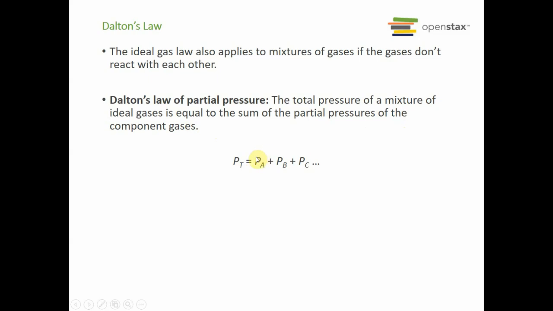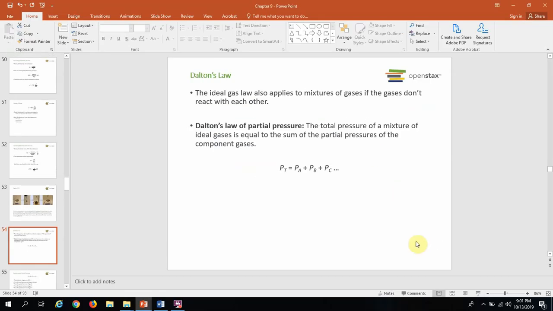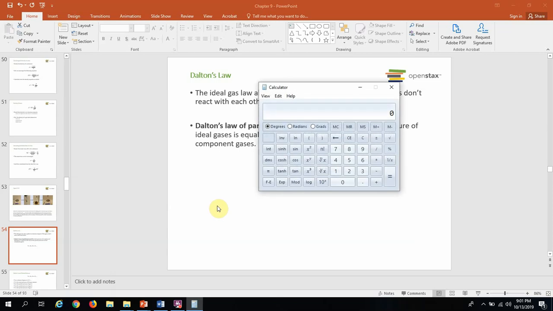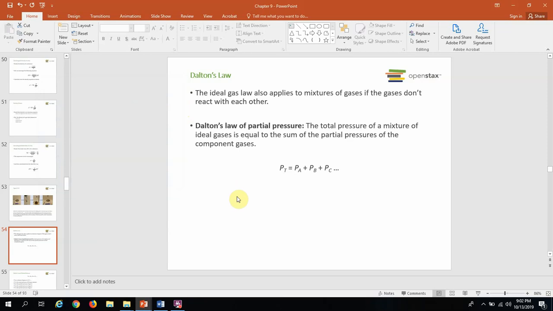And so since nitrogen is 80% of our atmosphere, 80% times 760, let's pull up the calculator, Windows Accessories, calculator. 760, that's the standard pressure at atmosphere at sea level, times 80%, which is 0.80, 608 millimeters of mercury is therefore the partial pressure of nitrogen at sea level. Okay, next.